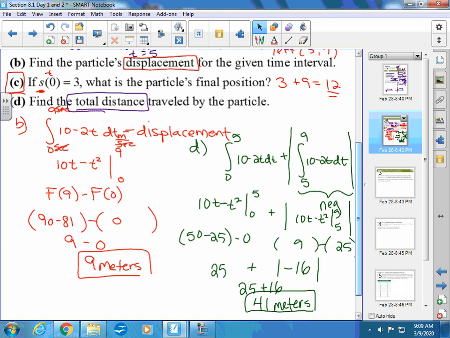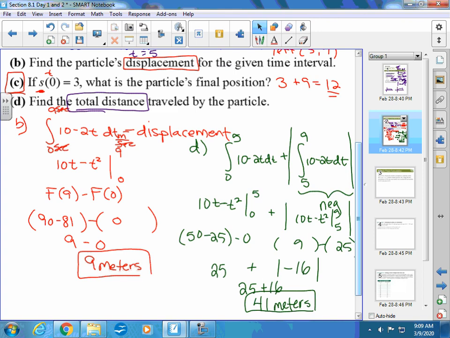So the object started out moving to the right 25 meters and then moving to the left 16 meters. Its total distance is 41. Its displacement is only 9 meters from where it started. Okay, so make sure you know the difference between those. Again, we talked about it before. You've seen this before. This is just revisited with you.